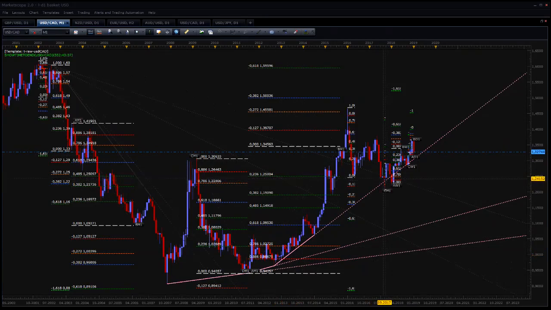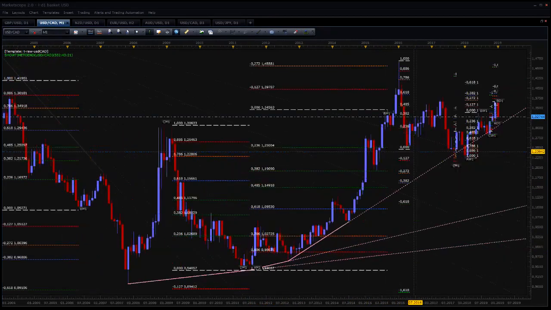And more than 2 or 3 reasons converged at this level. And that's why we kept on bouncing off of the inner uptrend line, trying to get higher and higher, and now turn around with this monthly bearish candle.